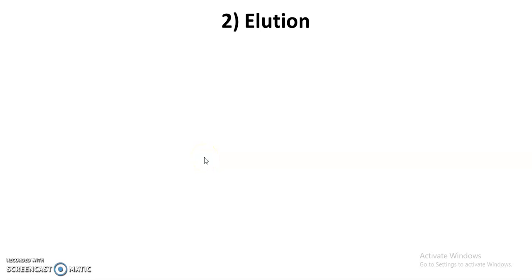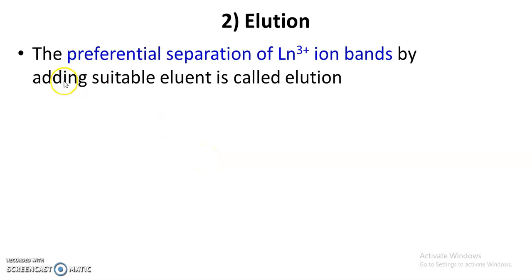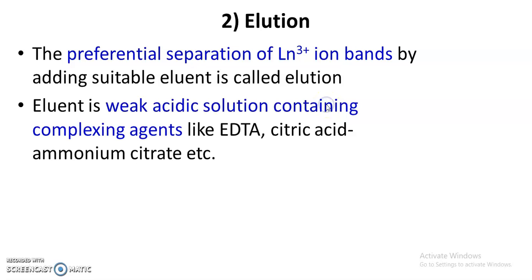Now the next step is elution. Elution means the preferential separation of lanthanide plus 3 ion bands by adding a suitable eluent is called elution. The eluent is a weak acidic solution containing complexing agents like ethylene diamine tetraacetic acid, citric acid, and ammonium citrate.